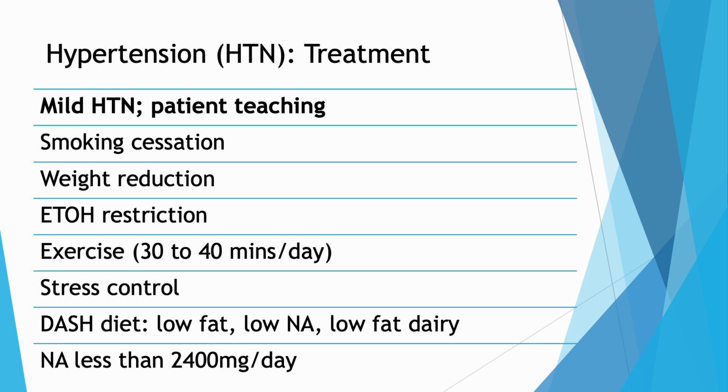Okay. Patients can go on the DASH diet, which is a diet aimed at stopping hypertension, and it incorporates low fat, low sodium, and low fat dairy products. Okay. Sodium, the diet is less than 2.4 grams a day, and you might see this in the chart as less than 2 grams of sodium a day. That's typically the way it's prescribed.